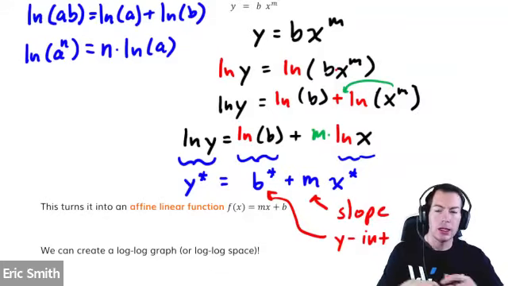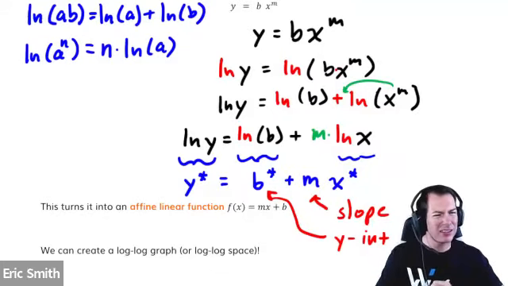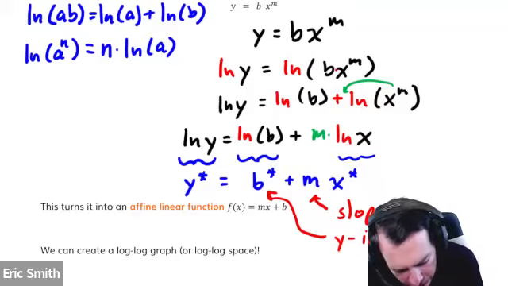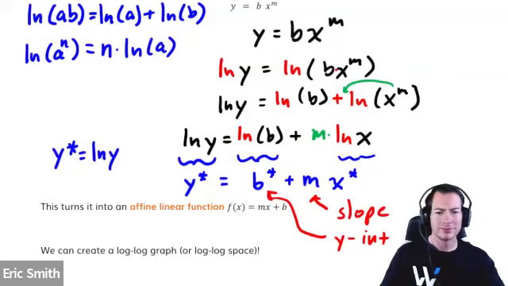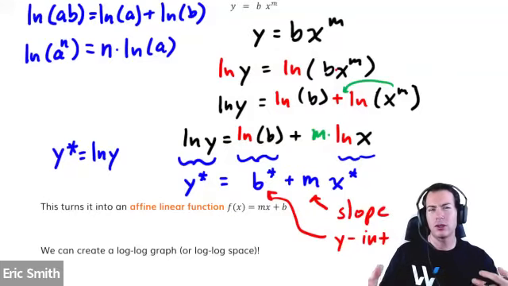Good question. This one says, what exactly does the little star mean? I'm just renaming things. So if you wanted to write each of these out, y star is really just my new name that I'm giving for the natural log of y. And this is done to really show that we have a pattern going on here.